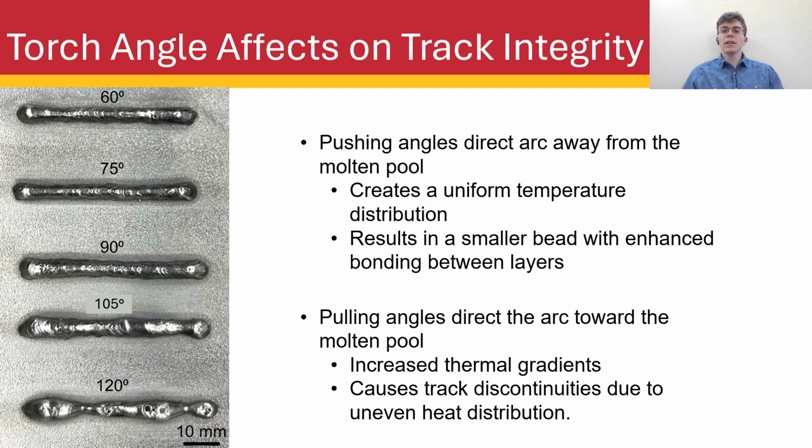The pulling technique, 105 and 120-degree angles, directs the arc towards the molten pool, increasing thermal gradients and causing track discontinuities due to uneven heat distribution. A 90-degree oscillation angle balances these techniques, offering a combination of heat distribution and ensured track integrity.